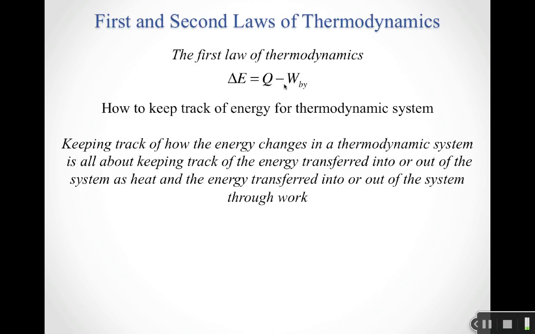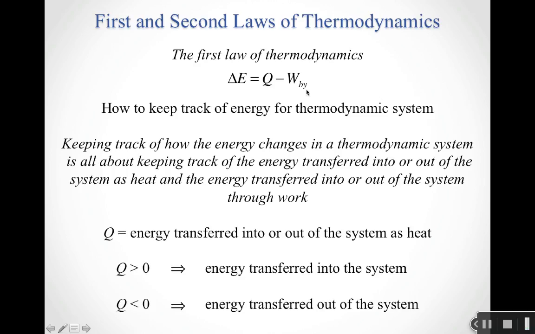So keeping track of how the energy changes in a thermodynamic system is all about keeping track of the two ways that we can transfer energy into or out of the system. We can do it as heat because we have things at different temperatures, or we can let the system do work or do work on the system. And so delta E is just keeping track of how energy gets transferred into or out.